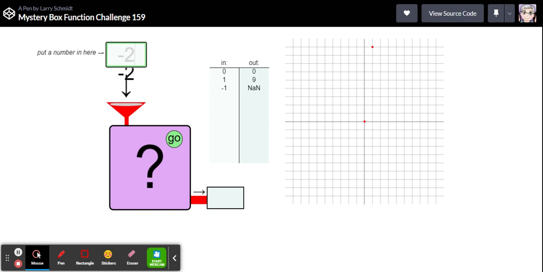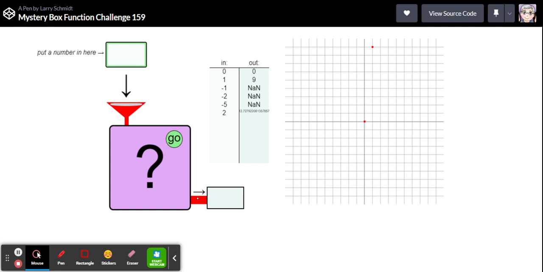How about a negative 2? And maybe a negative 5 just to double check. So it looks like negative numbers are not allowed. Let's put in a 2. Oh, and we're already off the graph, and that's a 12 and a non-repeating decimal, so that would fit with a square root function. But boy, is that steep.